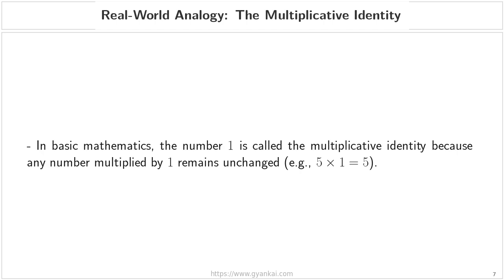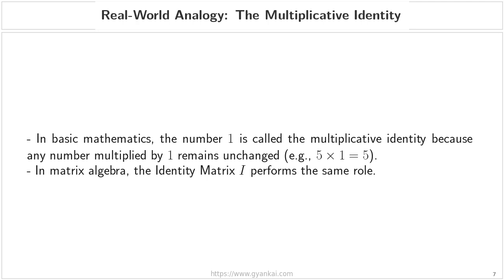Real-world analogy, the multiplicative identity. Now that we have learned how to construct the identity matrix for different orders, let's discuss why this specific matrix is so important by using a real-world analogy. Think back to basic mathematics. We call the number 1 the multiplicative identity. This is because any number multiplied by 1 remains unchanged. For example, 5 multiplied by 1 equals 5.